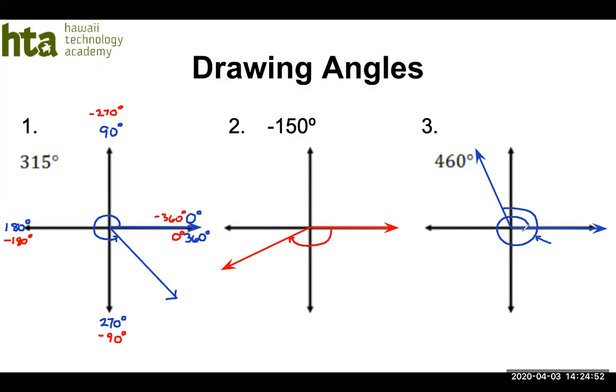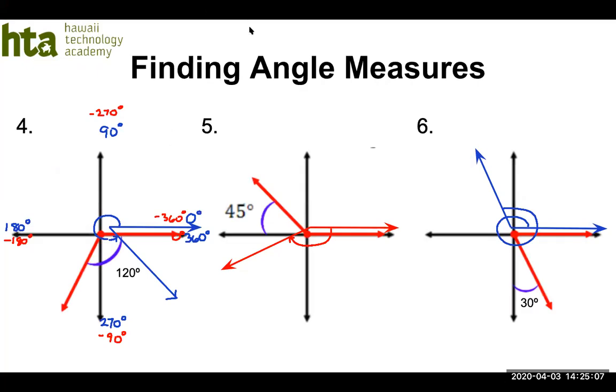The curling to show how many revolutions around you went. Okay, because that's important, especially if you go past 360, that's super important. All right, so that's how we draw angles. What if we were asked to find angle measures? What if we were asked to do that?